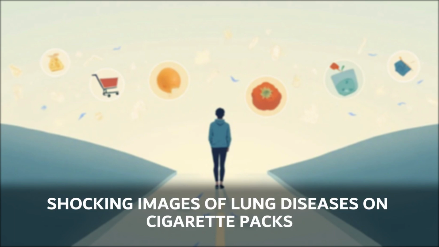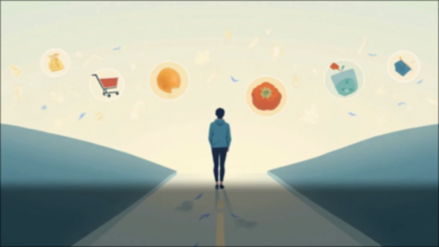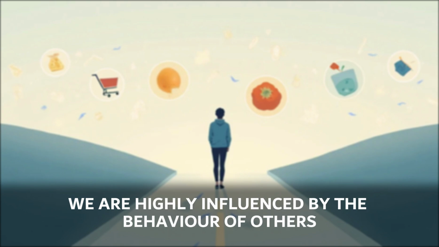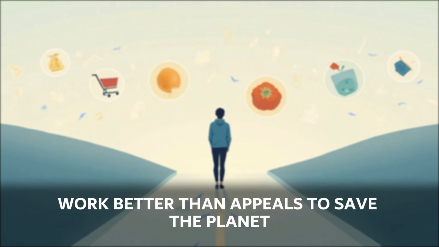Availability heuristic. We assess the probability of an event based on how easily we can recall examples. Placing shocking images of lung diseases on cigarette packs increases the perceived risk of smoking. Social norms. We are highly influenced by the behavior of others. Messages like "90% of your neighbors save electricity" work better than appeals to save the planet.